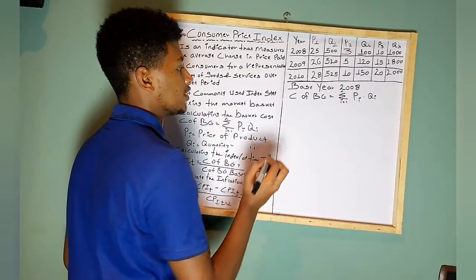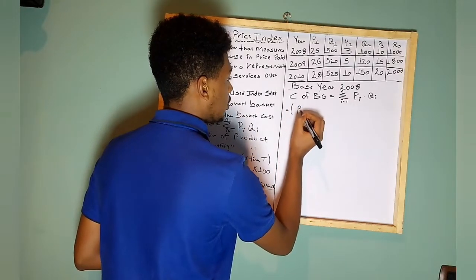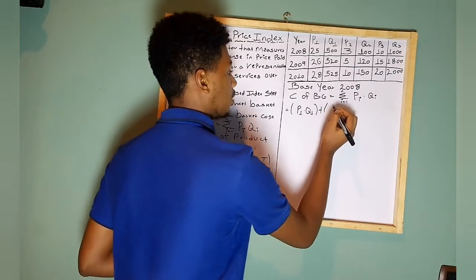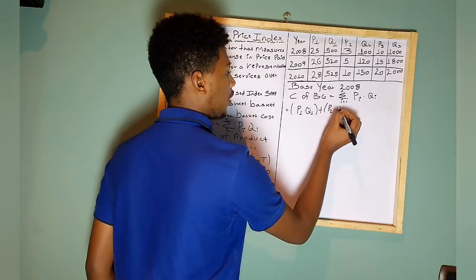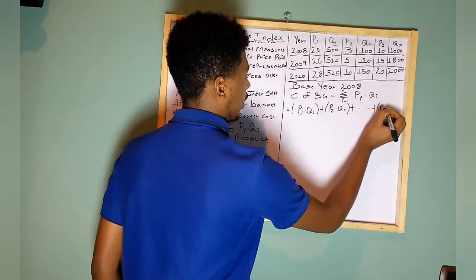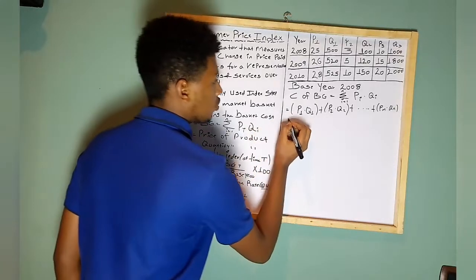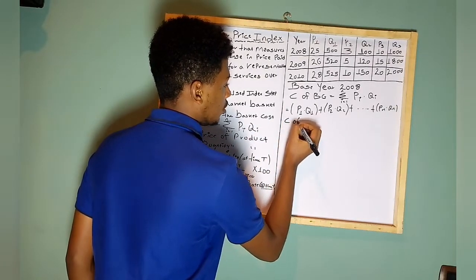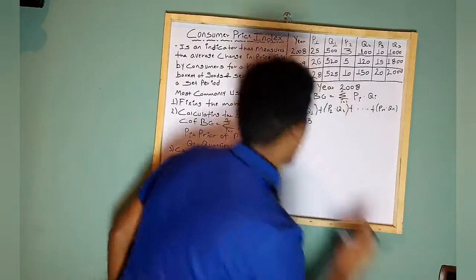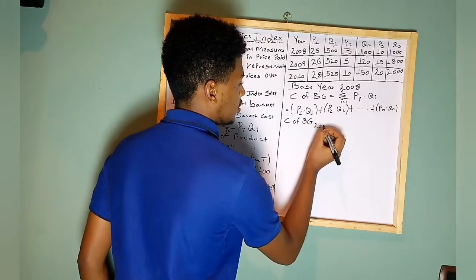The summation rule states that this formula can be expanded in this form. That means P1, price 1, multiplied by Q1, quantity 1, plus price 2 multiplied by quantity 2, plus up to Pn, price n, multiplied by quantity n. So let's look at the cost of BG in 2008.